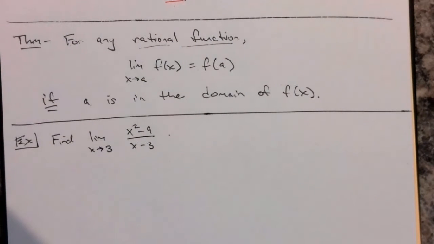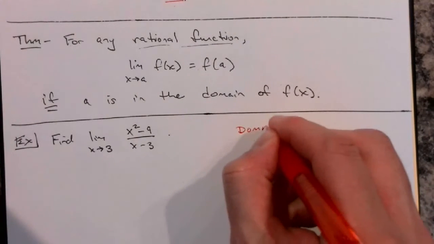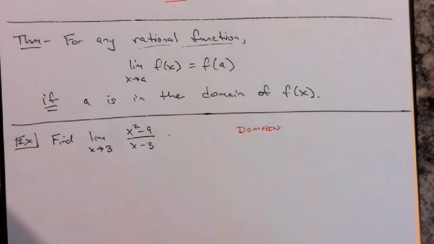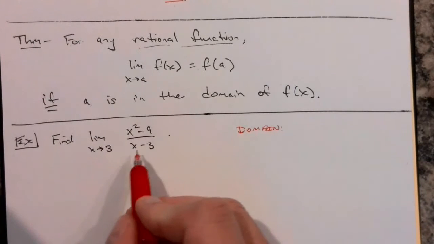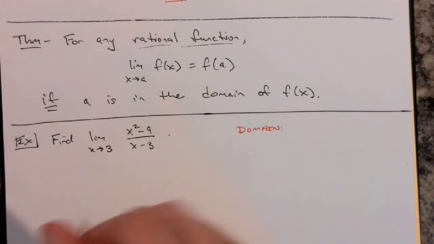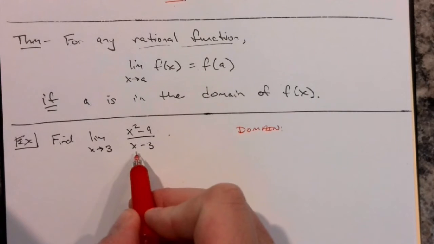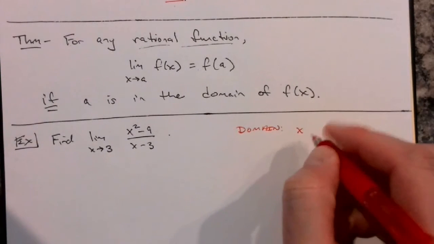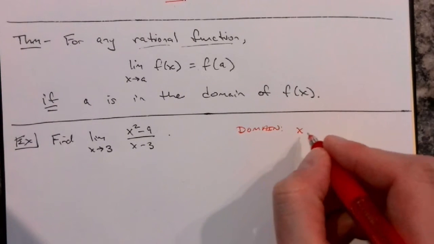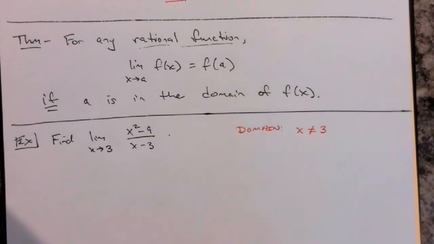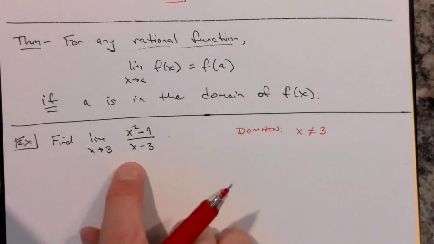So first off, you should notice what the domain is. In this case, for our domain, we're looking for x values that cause problem points. In other words, we can make this undefined. Well, if we have x minus 3 in the denominator, when x equals 3, that's a problem point. It would cause it to become undefined. So we know x doesn't equal 3, because it's not in the domain of this function.